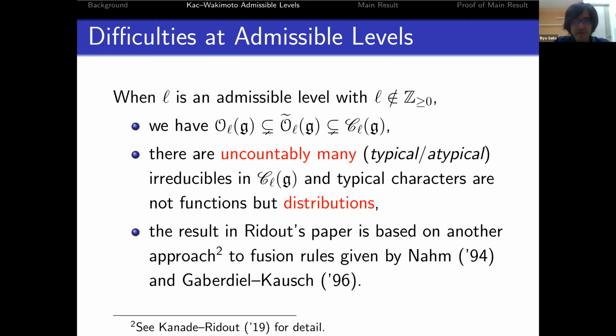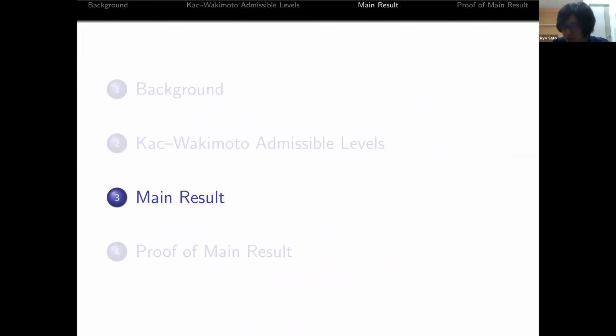There is a very nice exposition by Kanade Redout. But at this moment, we do not have the equivalence result between the vertex tensor approach and the NGK approach, to the best of my knowledge. Okay, so this is the motivation of my recent study. I would like to understand the generalization of the variant algebra, variant formula, and the admissible levels.